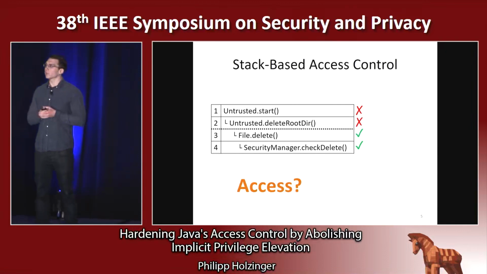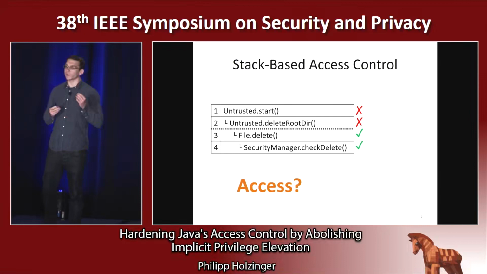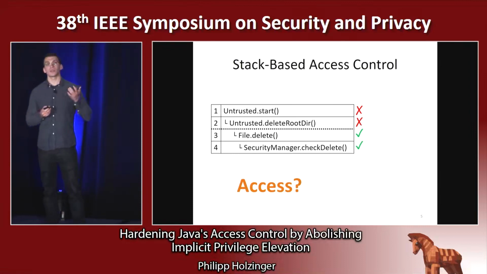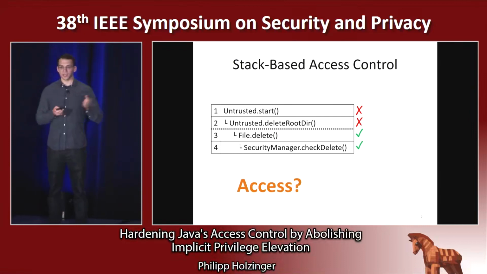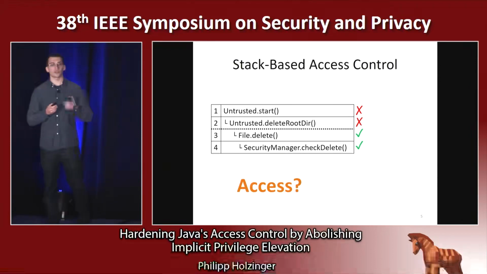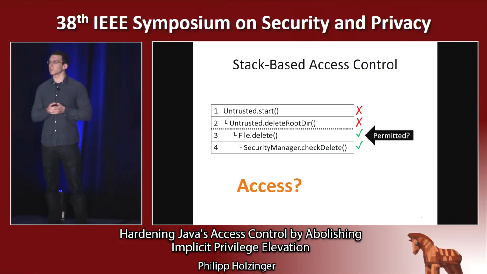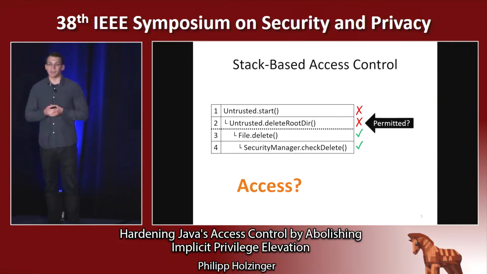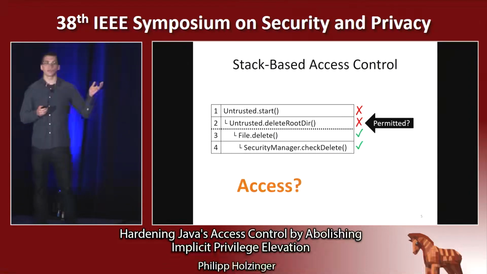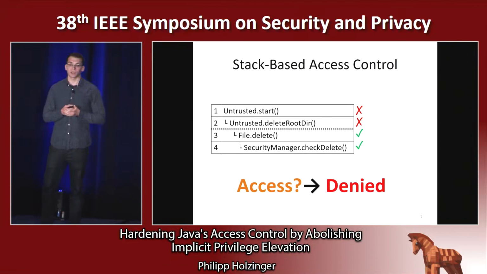And a stack walk is simply checking for each and every caller on the call stack if every caller is assigned appropriate privileges for the desired functionality or not. In this example here, the stack walk will see that the SecurityManager and File delete are both system classes and thus assigned all privileges. But at this point, it will see that Untrusted, the class of our application here, has not been assigned appropriate privileges. And in this example here, access to the delete functionality will be denied.